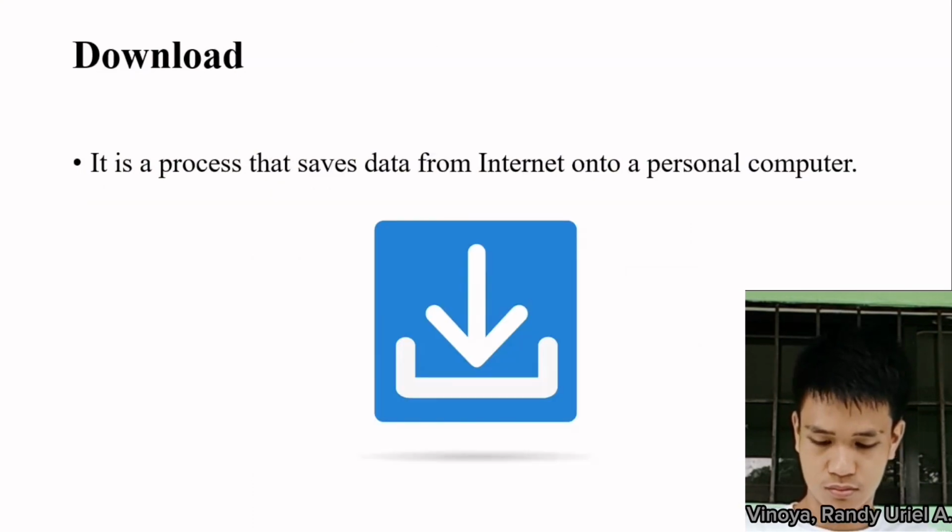Download. It is a process that saves data from internet onto a personal computer. Download can refer to the general transfer of data or to transferring a specific file. It can also be called downloading or DL.